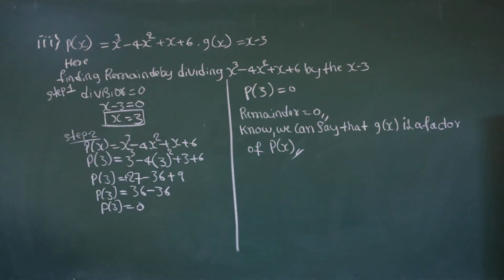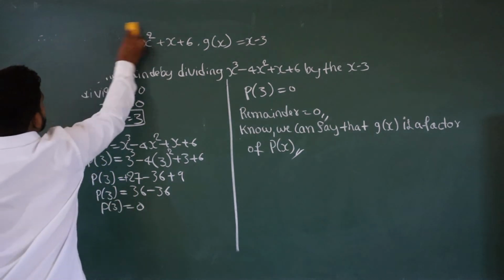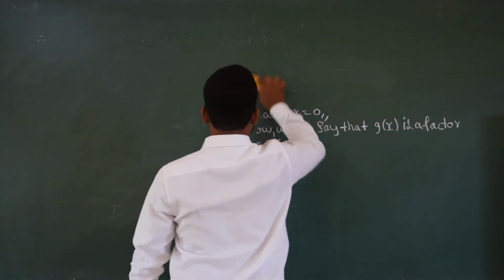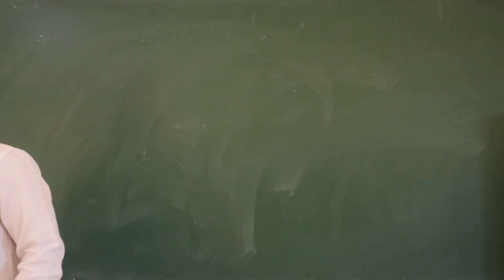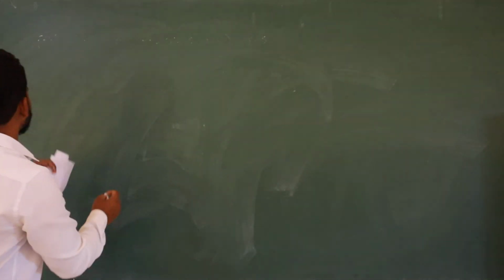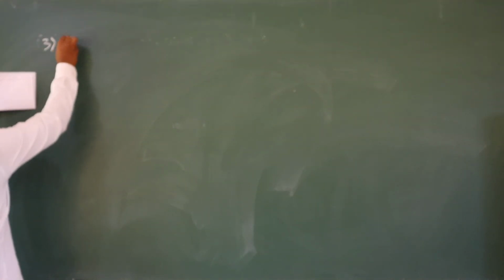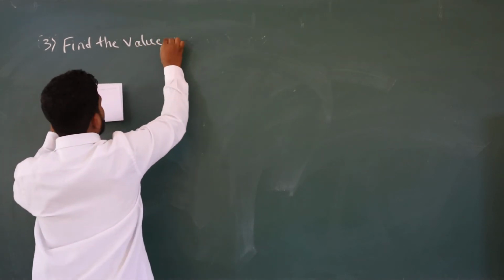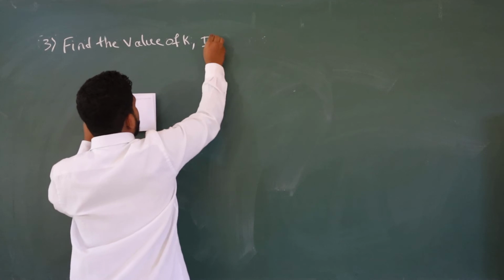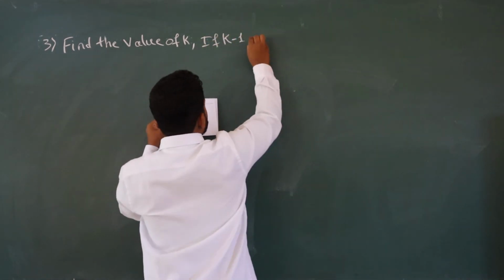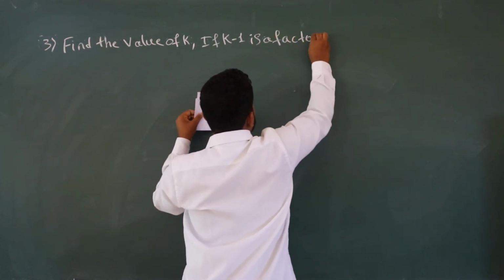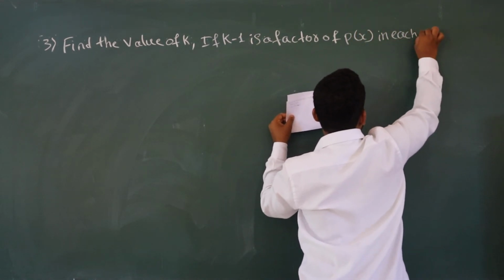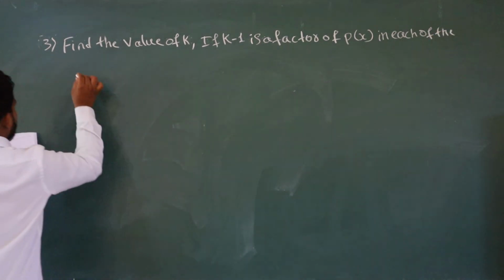Now look at the third main problem. Find the value of k if k minus 1 is a factor of p of x in each of the following cases.